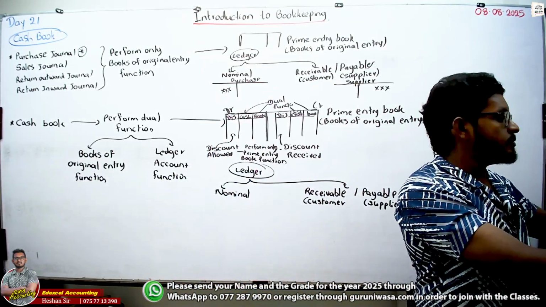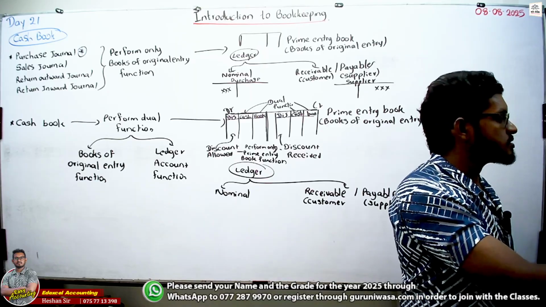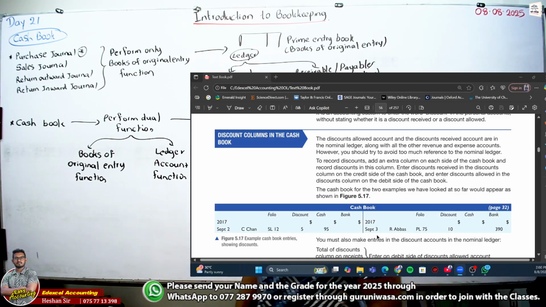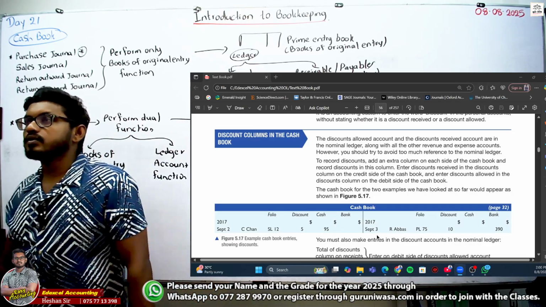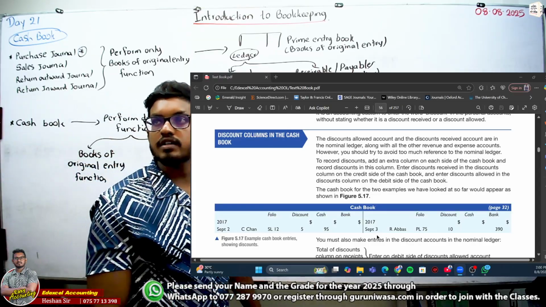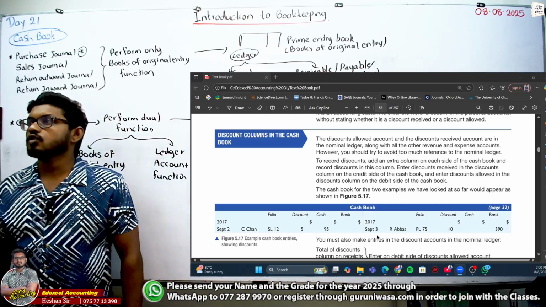So take the discount column in the cash book. Just wait, I'll give you enough time. You can see from here the discount allowed account and the discount received account now in the nominal ledger along with the other revenue and expense accounts. However, you should try to avoid too many differences to the nominal ledger.